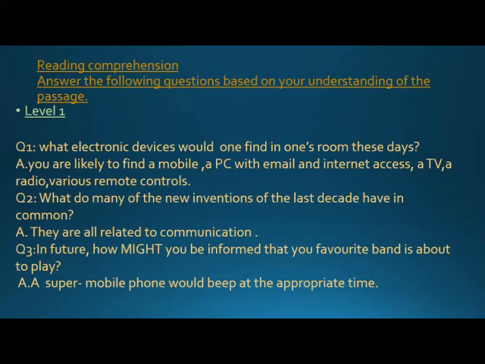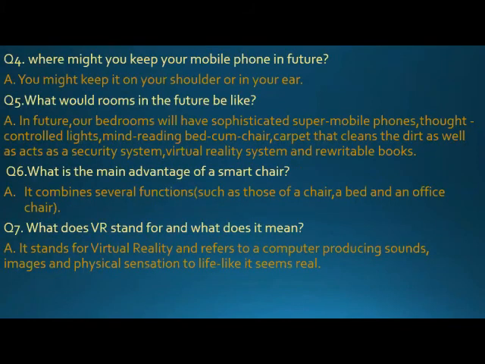The third question is, in future, how might you be informed that your favorite band is about to play? The answer is a super mobile phone would beep at the appropriate time. Question number 4 is, where might you keep your mobile phone in future? The answer is you might keep it on your shoulder or in your ear.